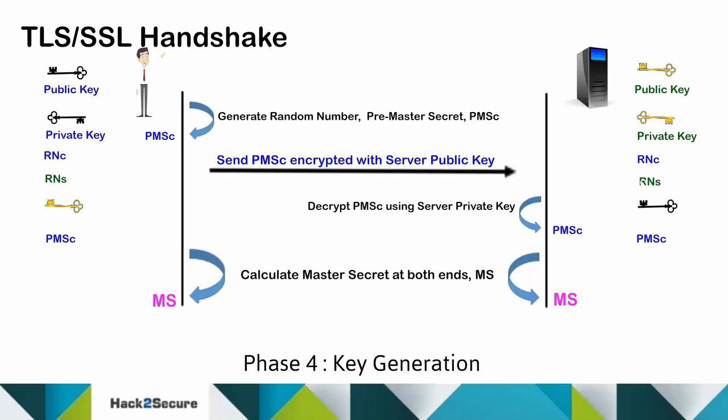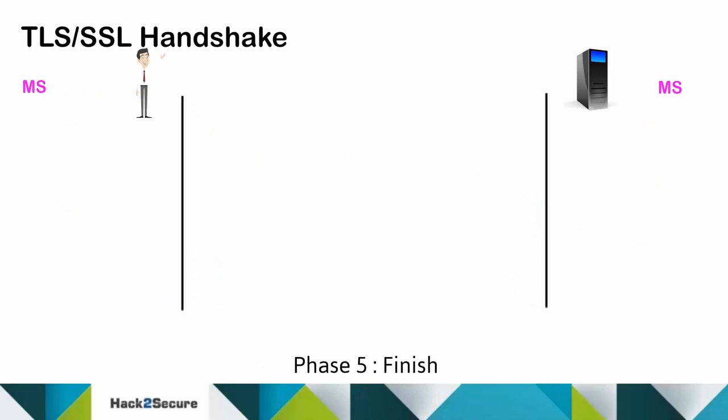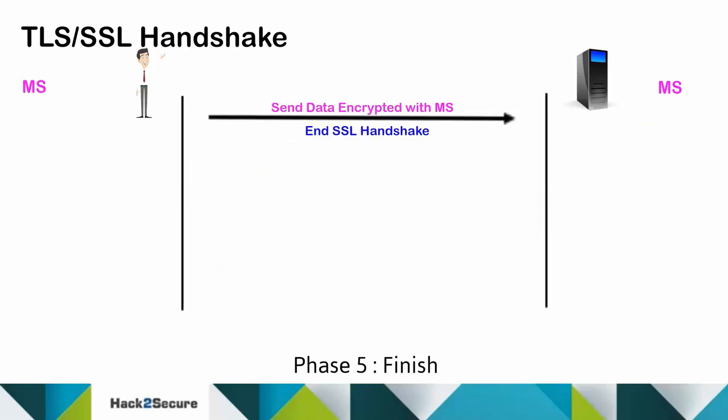However, before moving ahead, both sides need to ensure that the same master secret is generated at either end. To confirm generation of the same master secret at the other end, the client sends some data encrypted with the master secret generated at its end. Along with that, it also sends an end SSL handshake packet. If the server has also generated the same master key or encryption key, it will be able to decrypt the received data with the master secret generated at its end.